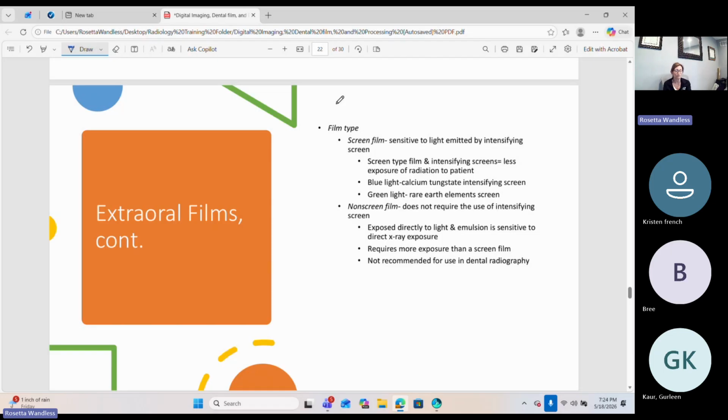A non-screen film doesn't need intensifying at all. It's exposed directly to the light, and the emulsion is super sensitive to the direct X-ray exposure. It may need more exposure time than if we used a screen film, okay? Typically, we do not use non-screen film in dental. It is not recommended. We use a screen film. So we want to intensify it. Why? Again, to lower the amount of radiation used.